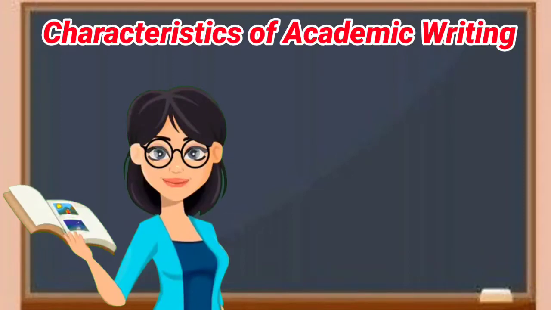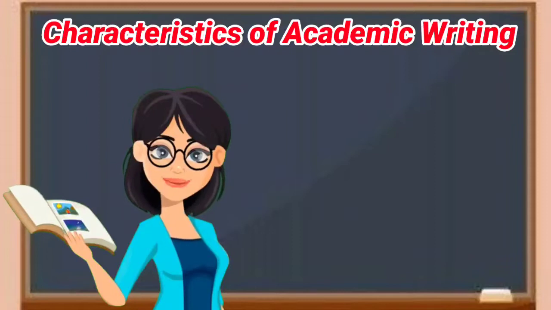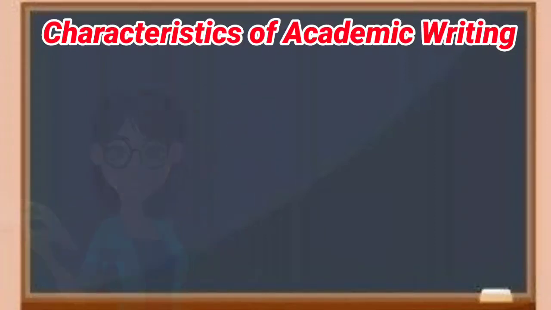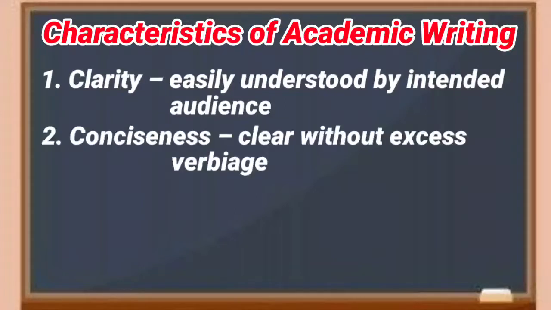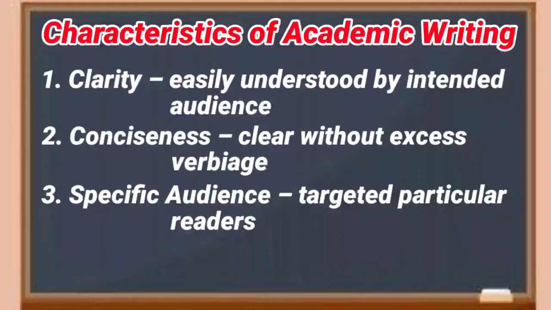So now, let us know the different characteristics or features of academic writing. The first one is clarity. It should be easily understood by the intended audience. The next one is conciseness. It should be clear and use only few words to convey the meaning or message of a text. The next feature of academic writing is specific audience. It targets particular readers.